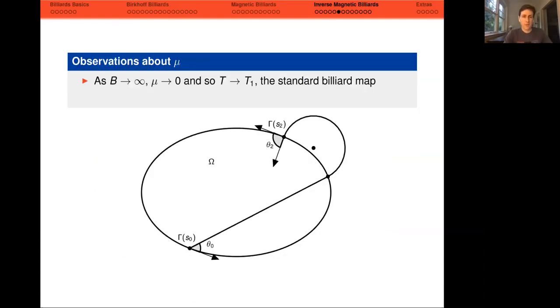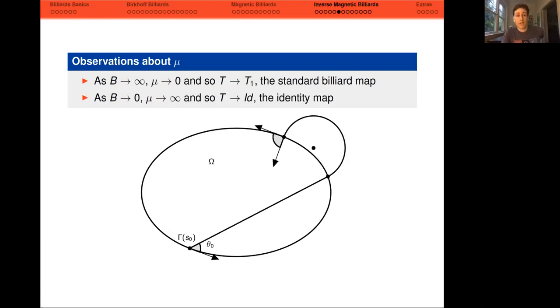So as we said before, usually we fix the strength of the magnetic field, but we can instead fix an orbit, or fix one iteration of this map, and think about the magnetic field as changing. Then as the strength of the magnetic field goes to infinity, mu is going to go to 0, and this is going to limit to the standard billiard map.